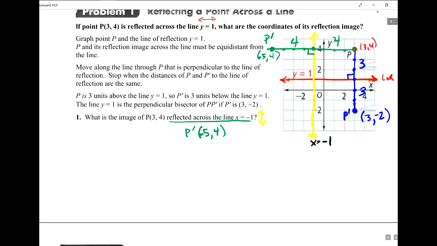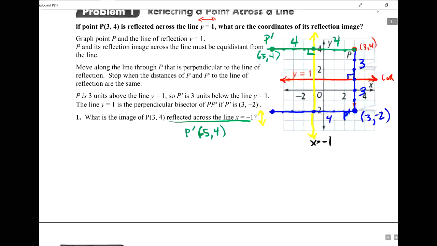Now let's do something a little bit fun here, a little bit extra. Let's take our original P prime from the first one, and let's reflect it across our line x equals negative 1. So we know it's going to be perpendicular, and we move 1, 2, 3, 4 spaces, and 1, 2, 3, 4 more spaces.